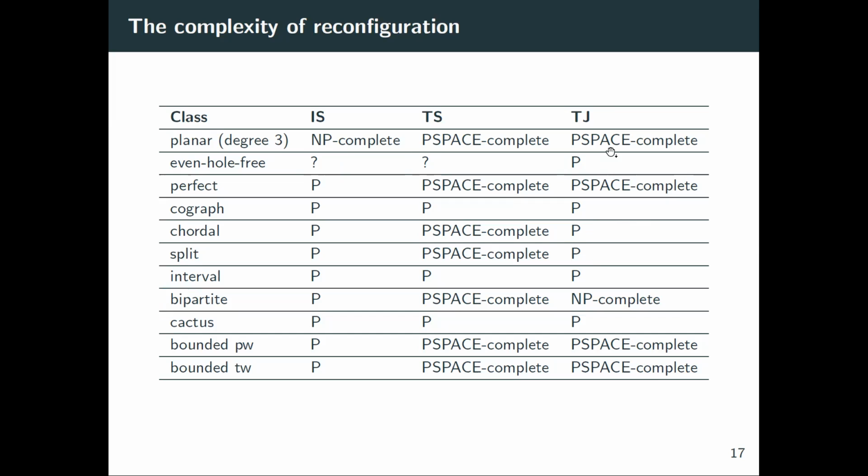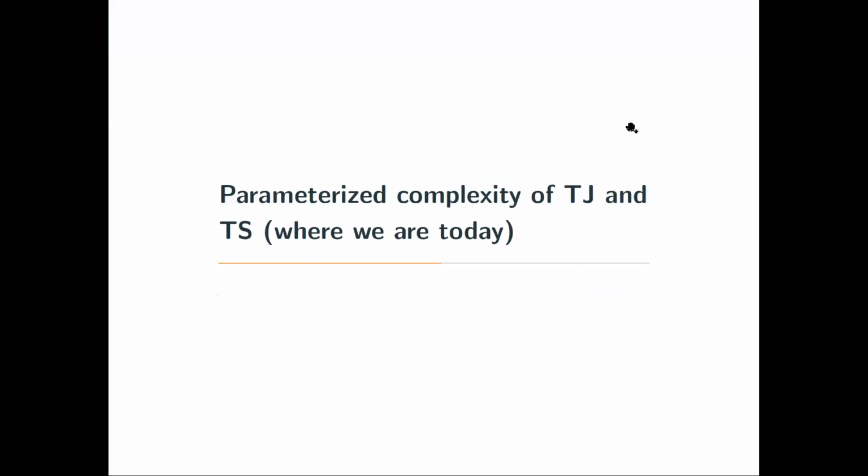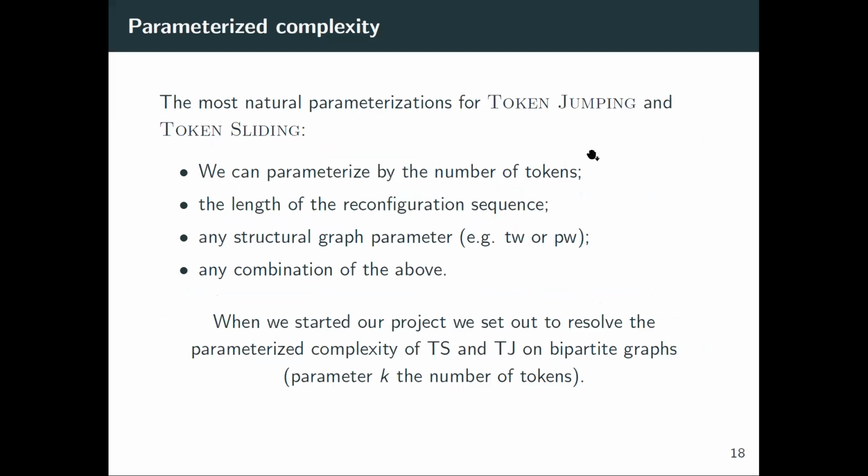All right, so that's it for classical complexity. Now let's move on to parameterized complexity, and let's think about how you can parameterize those 2 problems, token jumping and token sliding. The obvious parameter would be the number of tokens, and we're going to denote that by k. Another parameter would be the length of the sequence, like how many steps it takes to go from one independent set to the other. You can also obviously parameterize by tree width or path width or any combination of the above.